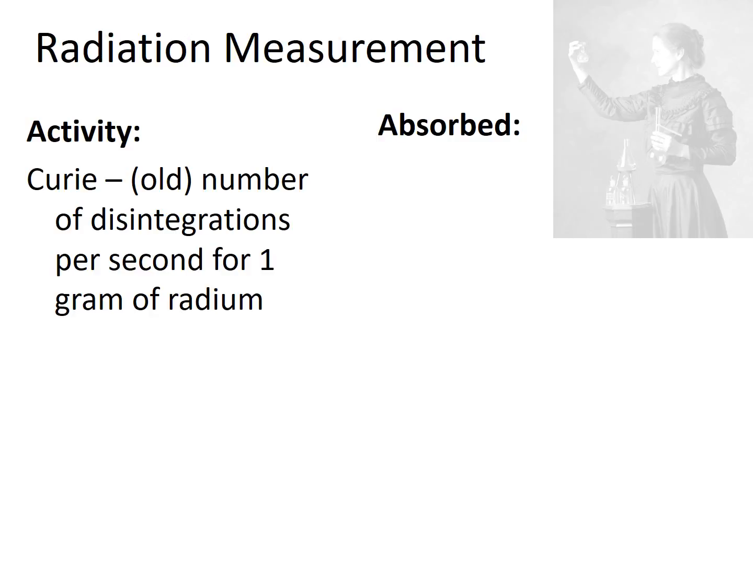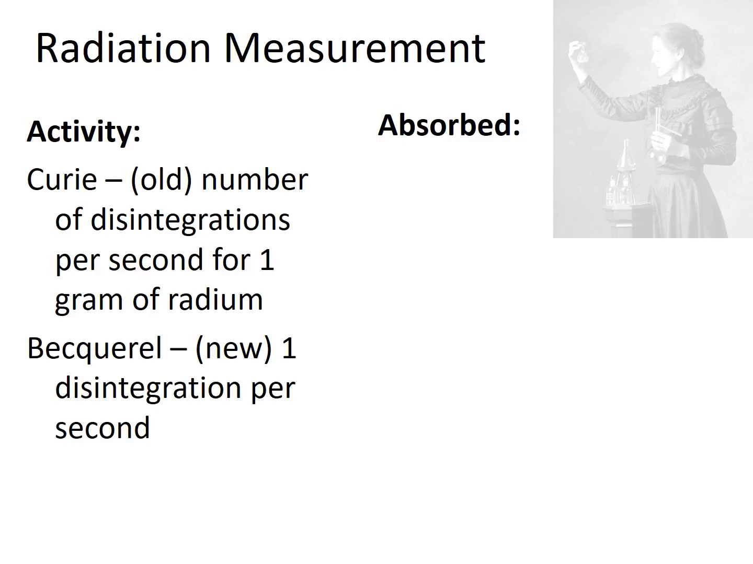And so if you're comparing something and you say that it has 2 curies, what you're saying is it's giving off the amount of radiation 2 grams of radium would give off every second. Now, a curie is actually a very high amount of activity. And so the becquerel was introduced as a new way of measuring activity. And it's a little more sensitive. It's not as large of an amount. It's a smaller unit of activity, and it's called the becquerel.